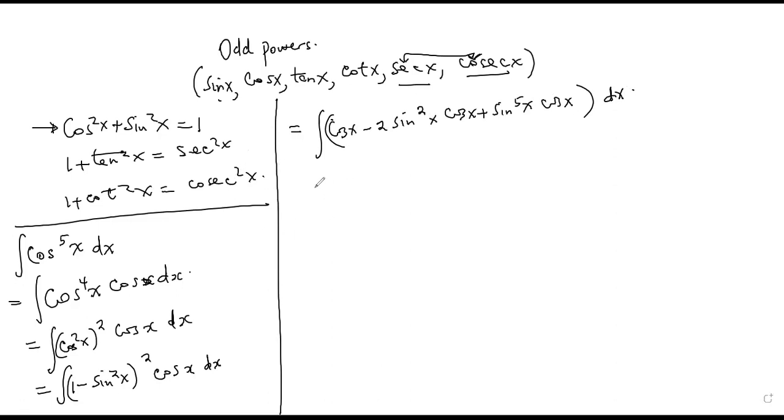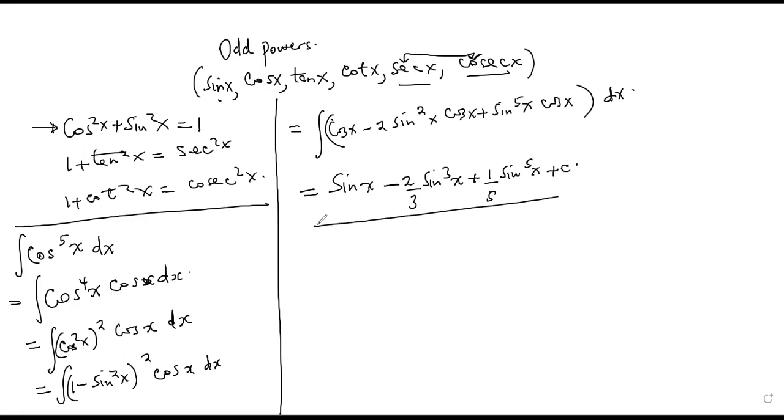Looking at this, when you integrate cos x, you get sine x. Minus, we shall increase the power by 1, so it will be 2 over 3 sine cubed x, plus 1 over 5 sine power 5 x, plus a constant of integration.